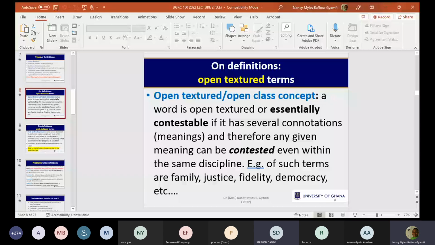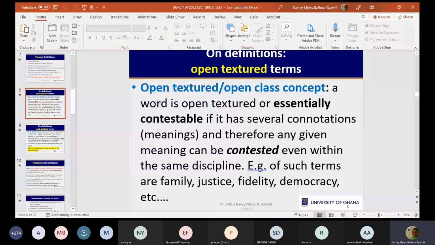Very good. This can be a question. Open your eyes wide, friends. I can ask: which of the following is an open textured term? People will say we never saw open texture. All we knew was open class. It has come. So go ahead.